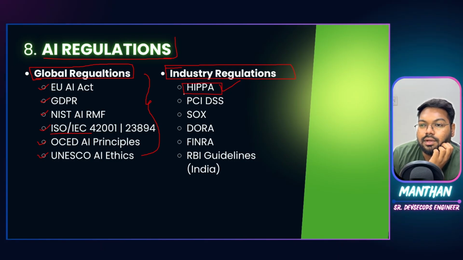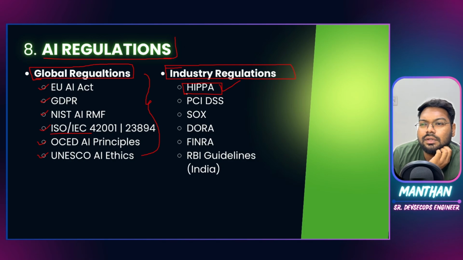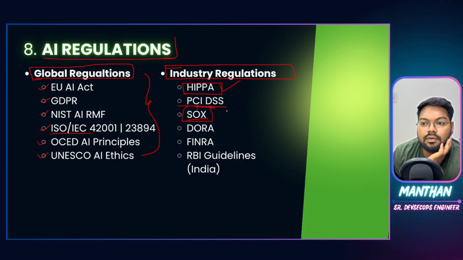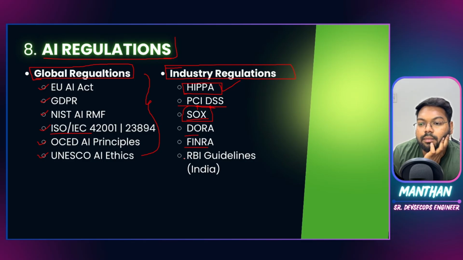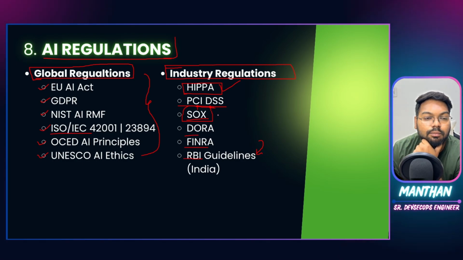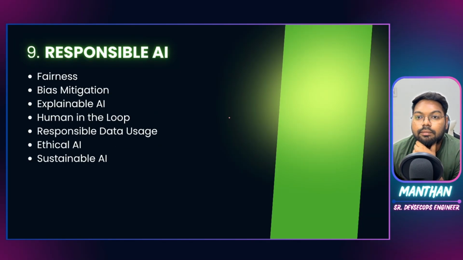I don't remember the entire full form, the Health Insurance Portability and Accountability Act, something like that. Then PCI is mostly for the payment card industry's data security standards. Then the Sarbanes-Oxley Act is one of the governance, risk and compliance related regulations. Then DORA, FINRA, then RBI is for Indian guidelines for financial companies or anything that deals with finances or economic activities. So RBI guidelines are there for that.